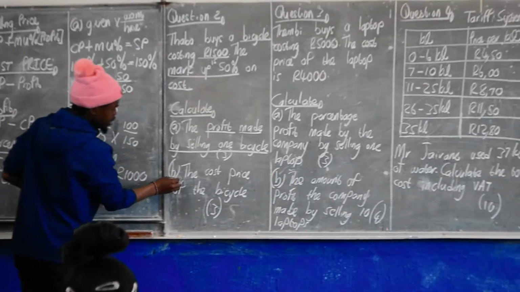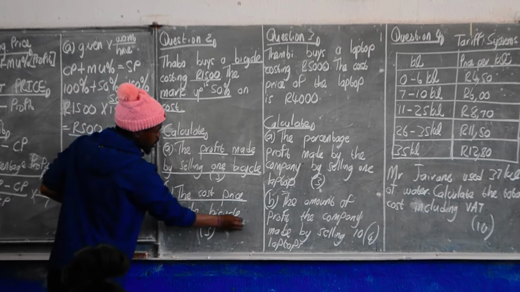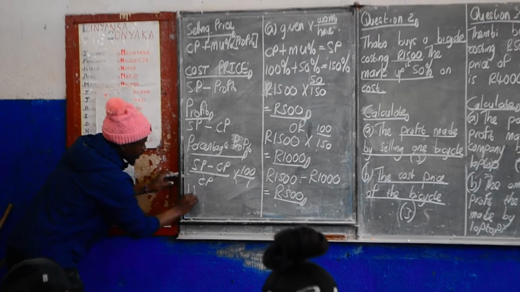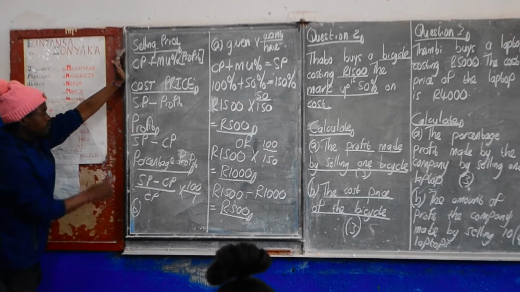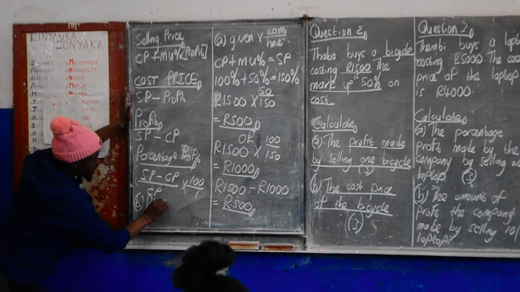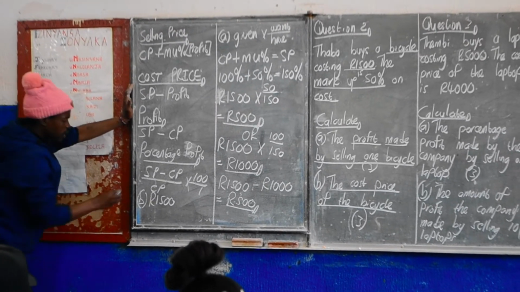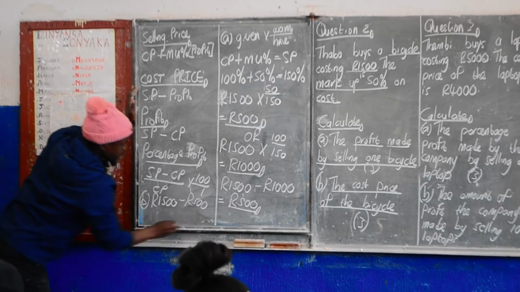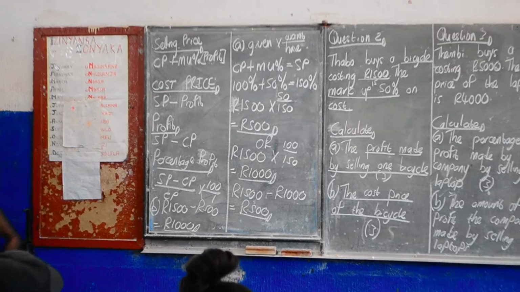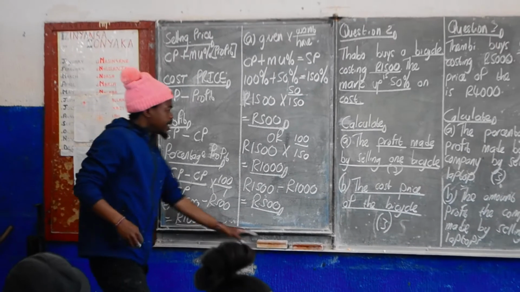B, what did they say? They said calculate what? The cost price of the bicycle. So now, B, how would I determine the cost price of the bicycle? Yes, so now how much is the selling price? 1,500. How much is the profit? 500. How much is the cost price? 1,000. Simple, right? Let's continue.